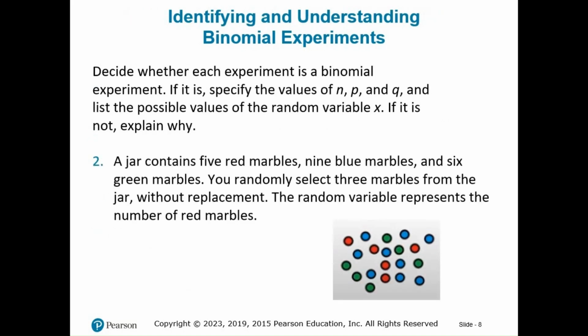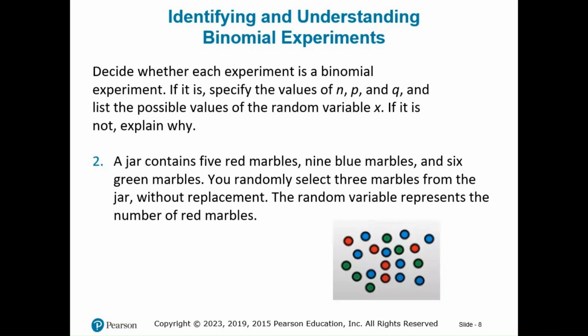Number 2. A jar contains 5 red marbles, 9 blue marbles, and 6 green marbles. You randomly select 3 marbles from the jar without replacement. The random variable represents the number of red marbles. Well, the first condition is the number of trials and whether or not they are independent from each other. We can say that there are 3 trials because that's how many marbles are taken from the jar, but we don't have independent trials here.